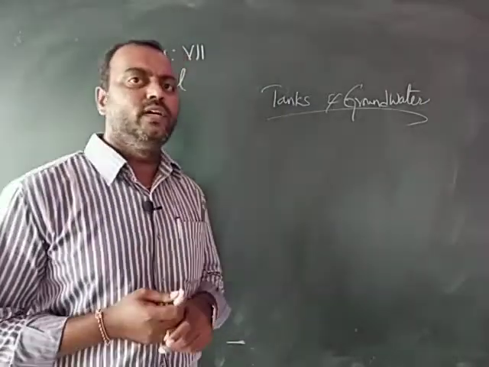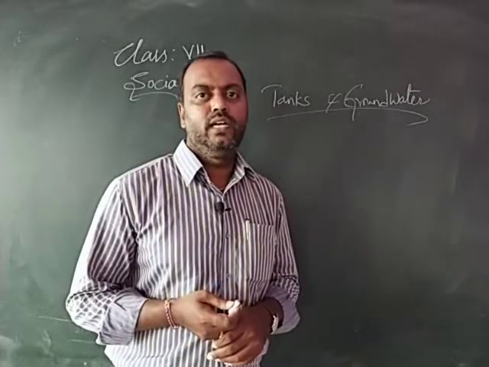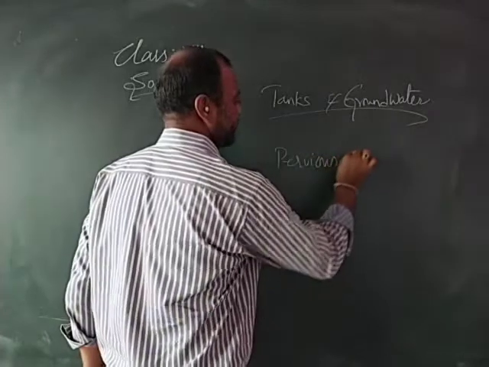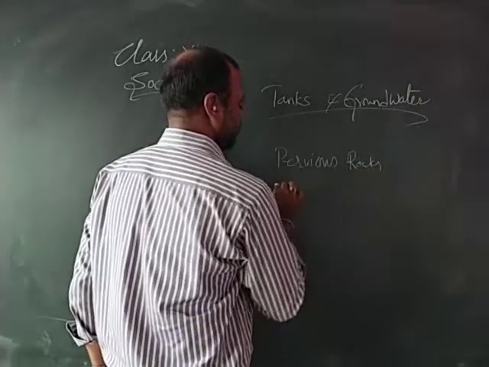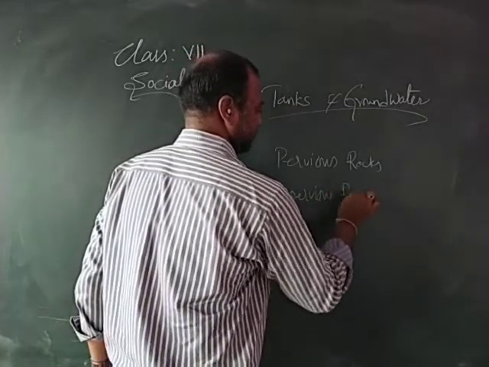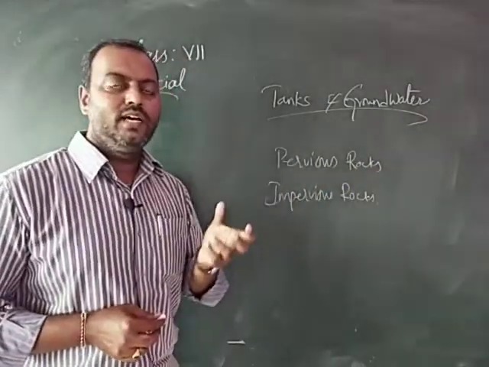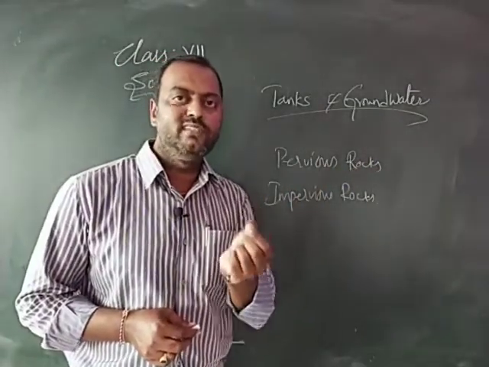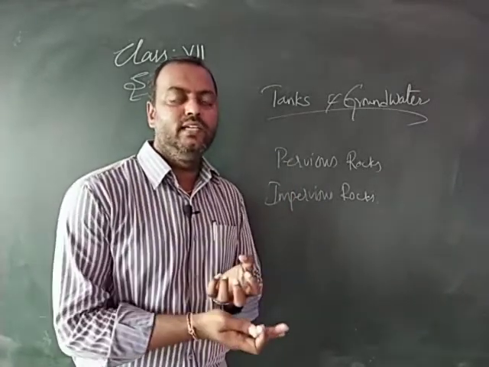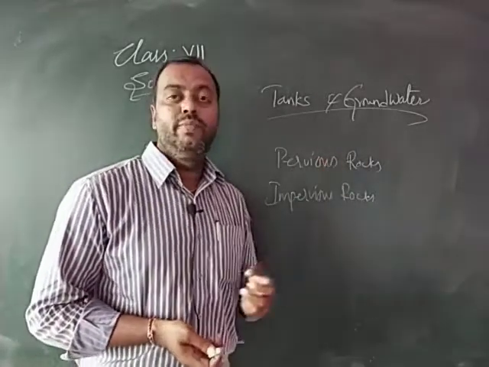There are two kinds of rocks generally found in the region of Telangana. One is pervious rocks. The other one is impervious rocks. What are these rocks? Pervious rocks are the rocks which have minute holes in them, and the water sinks into them, and beneath this rock the water gets collected. Such kinds of rocks are called pervious rocks.